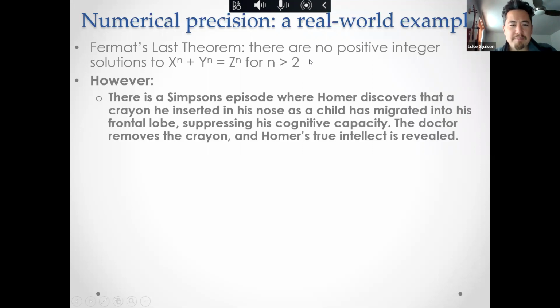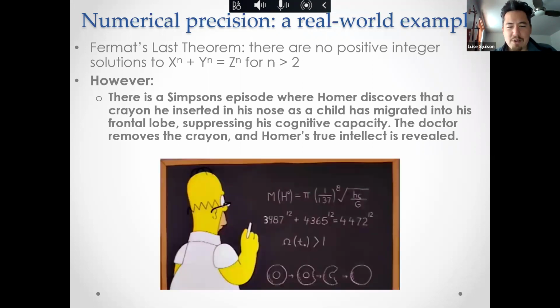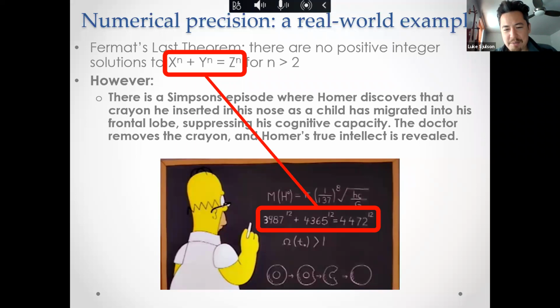However, there's a Simpsons episode, okay? Homer finds out that he inserted a crayon into his nose as a child and it's stuck in his brain. So they remove the crayon and then Homer becomes really smart. And Homer proves his donut theorem on this board here, right? And if you look closely, you'll notice something. The question is, is Homer correct? Is this actually true?